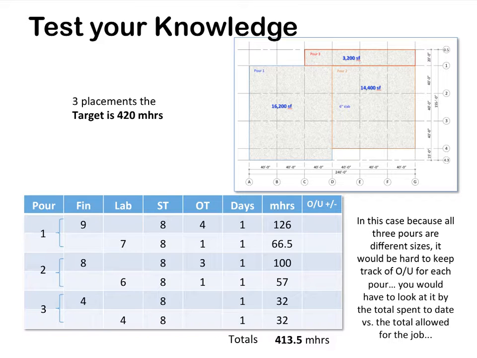And in this case, because all 3 pours are different, it would be hard to keep track of the over and under for each pour. You would have to look at it by the total spent to date versus the total allowed for the job.